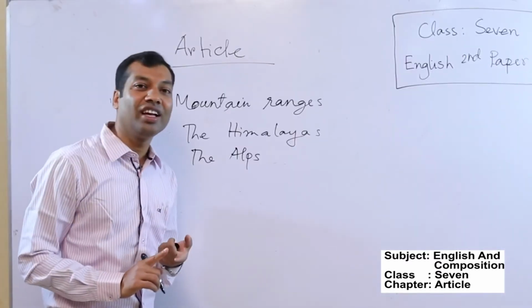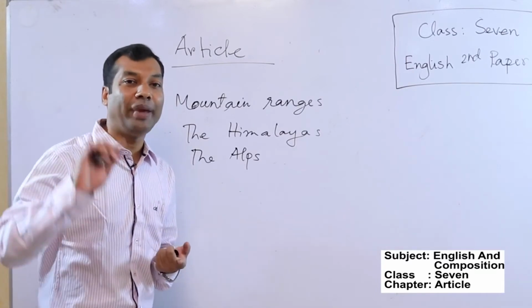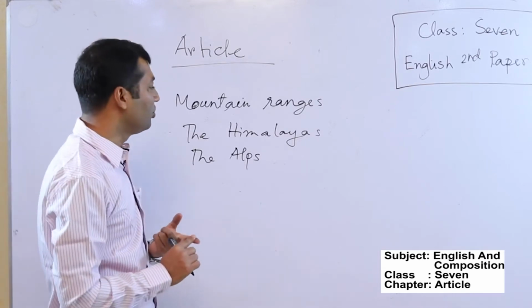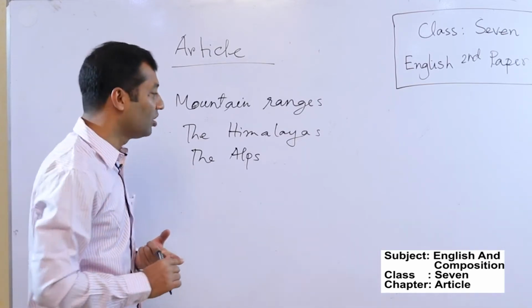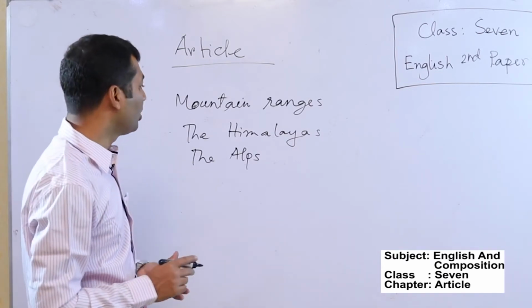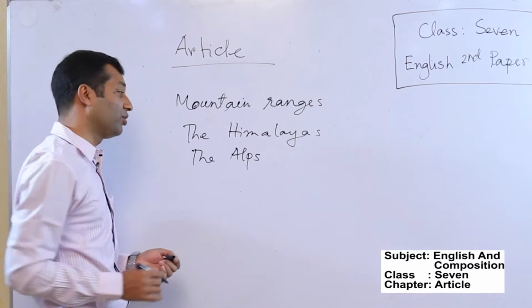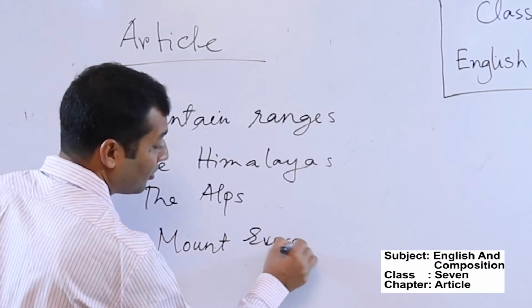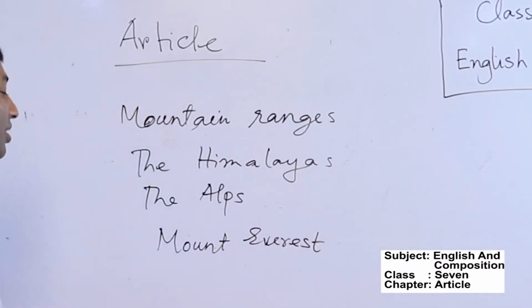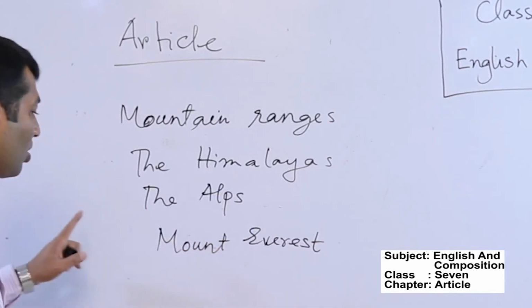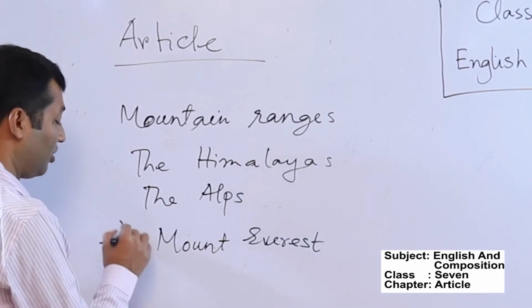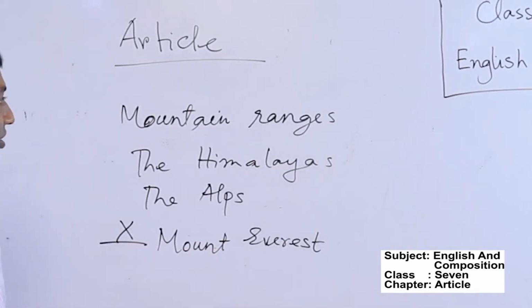But when there is a single mountain or a single peak, the highest point of a mountain is called the peak. When you are using the name of any peak or a single mountain, you do not need to use the article the. So no article will be used there. For example, Mount Everest. Most of the students make the mistake of saying the Everest or the Mount Everest. This is wrong. You should not use the article the here. I think you have understood.